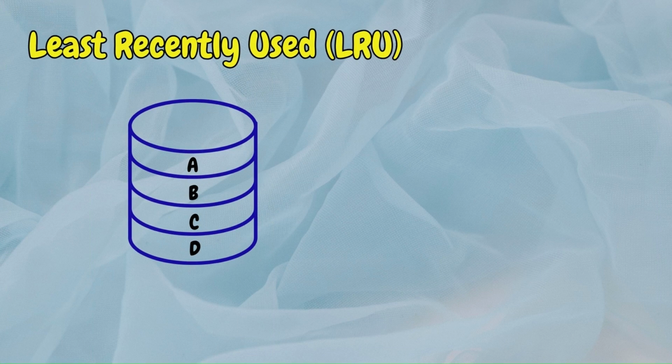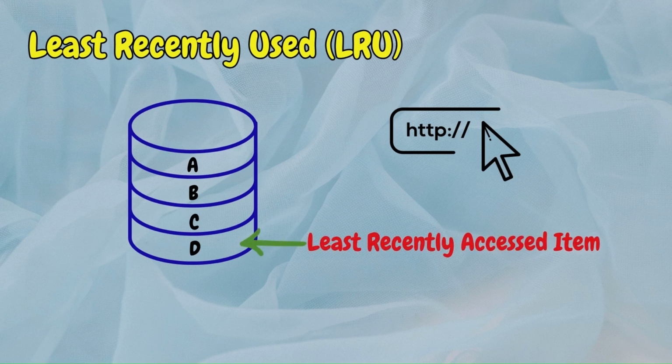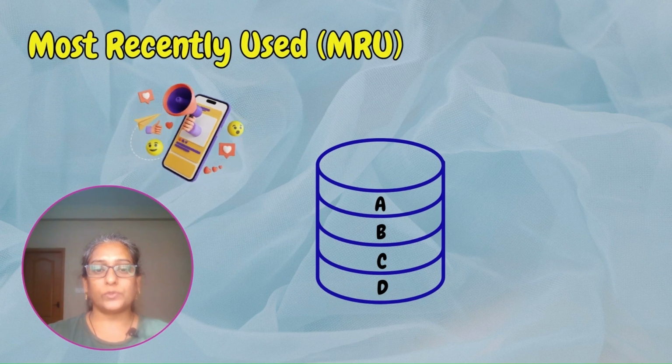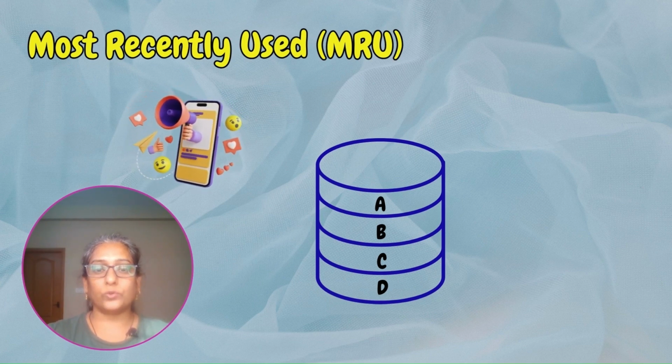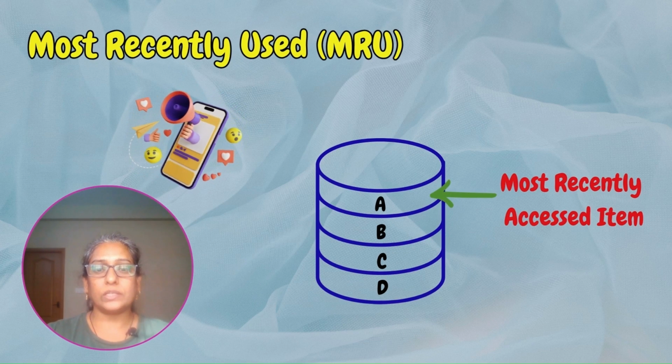LRU removes the least recently accessed items when space is needed for new entries. For instance, in a web browser's cache using LRU, if the cache is full and a user visits a new web page, the least recently accessed page is removed to make room for the new one. MRU evicts the most recently accessed items to free up space when necessary. For instance, in a mobile app cache, when the cache is full and the user tries to access a new feature, the most recently accessed feature is evicted to accommodate the new data.